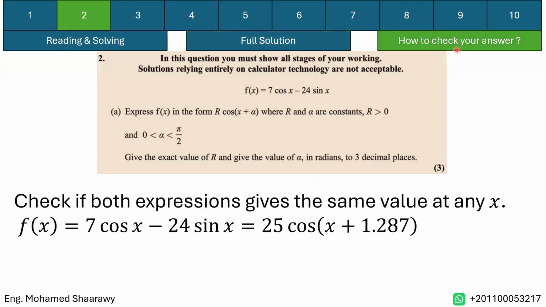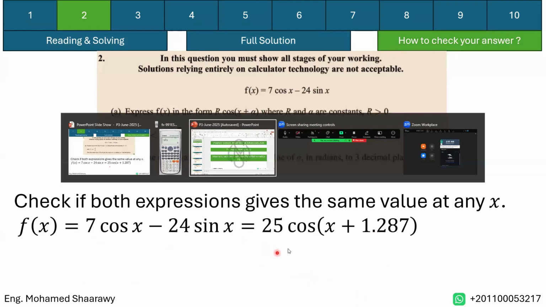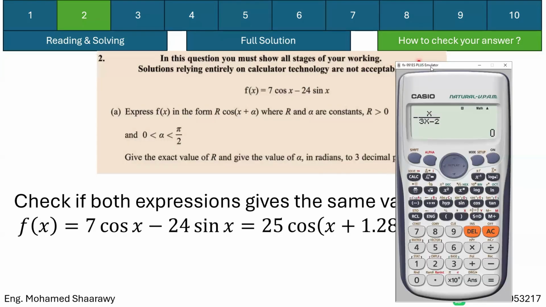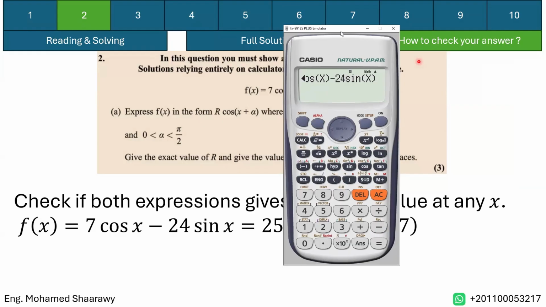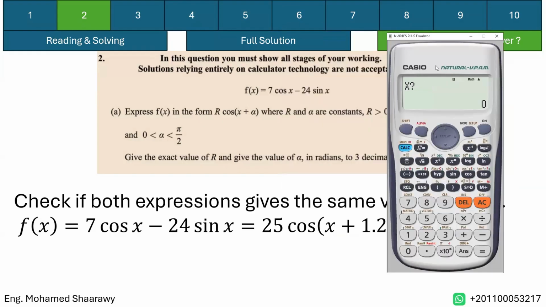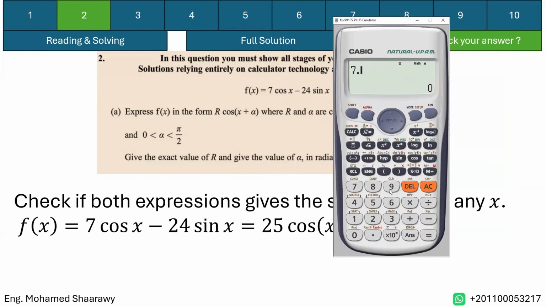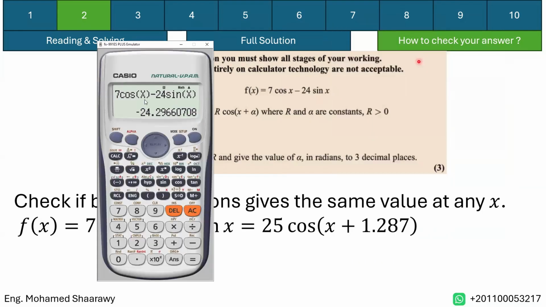Okay, how to check if your answer is correct in the exam? Actually, you can check any value of x in the two expressions and they should be equal. So for example, let me say 7 cosine x minus 24 sine x at any value. Make sure that your calculator is in radians. So let me check this at a value like 7.9, for example. Okay, this is the value at x equals 7.9. Let me also put 7.9 here and check if these two are equivalent.